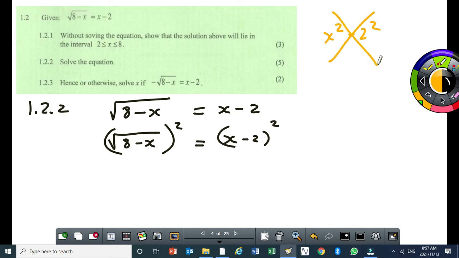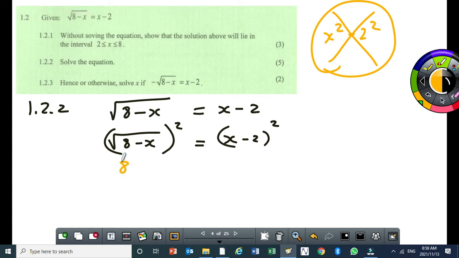Is that clear? Don't do it this way, please. This is wrong. x minus 2 itself is one number. It's only that we don't know what the value of x is. If we know the value of x, then we'll subtract 2 from that number and get one digit or one number. Therefore, the x minus 2, you treat it as one number, you put it in brackets, then you square.